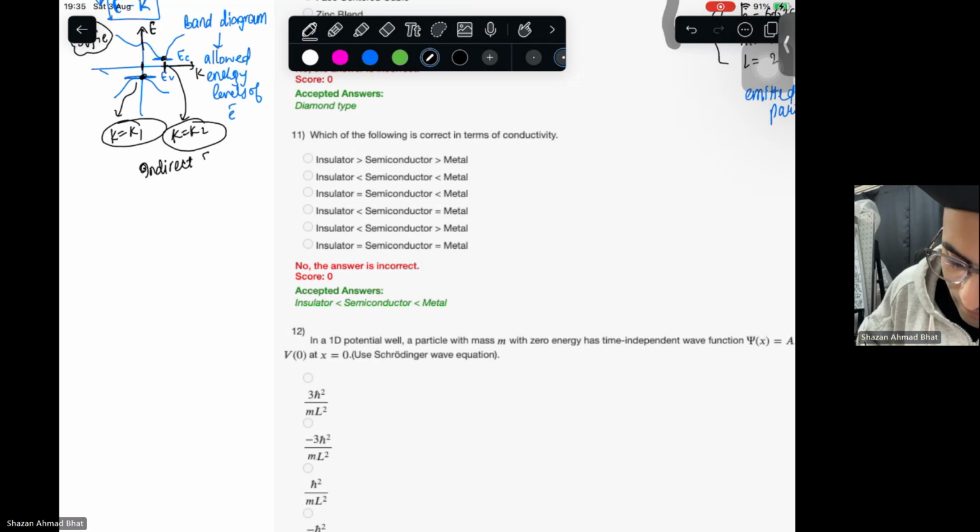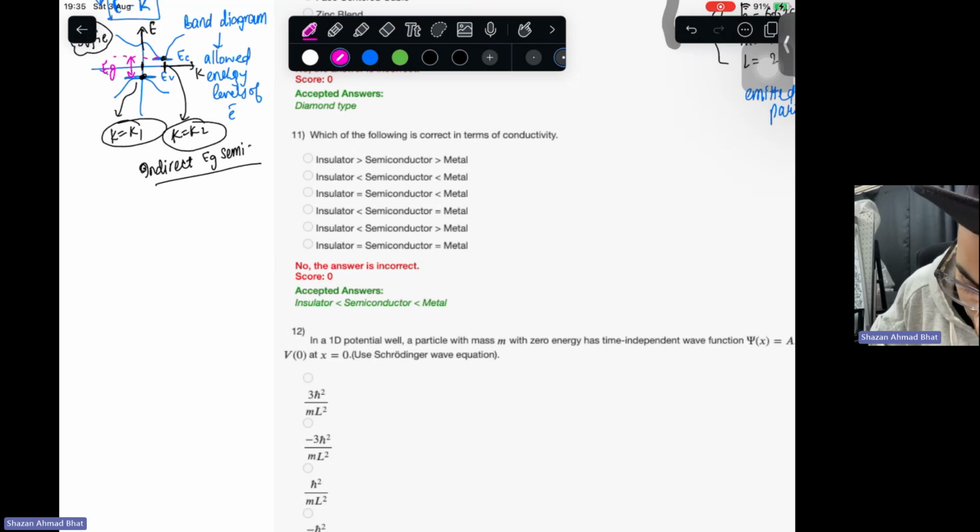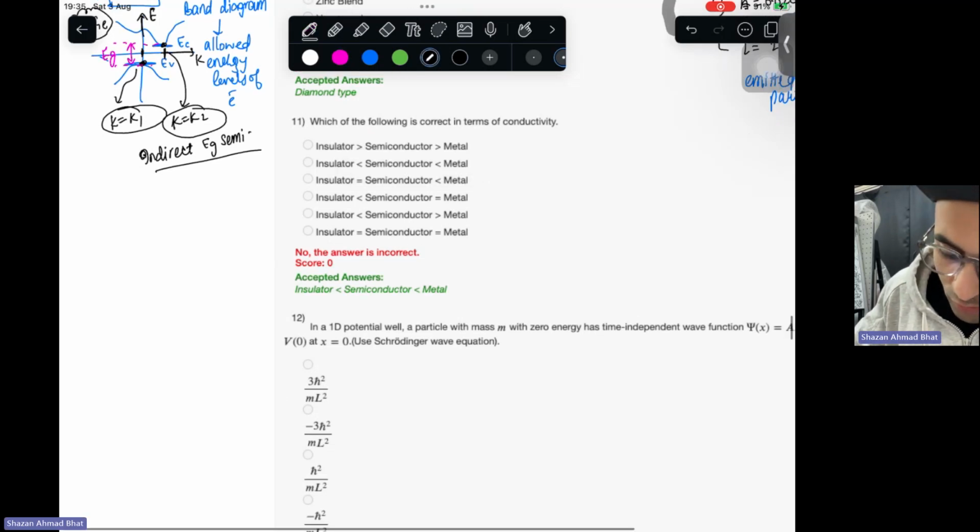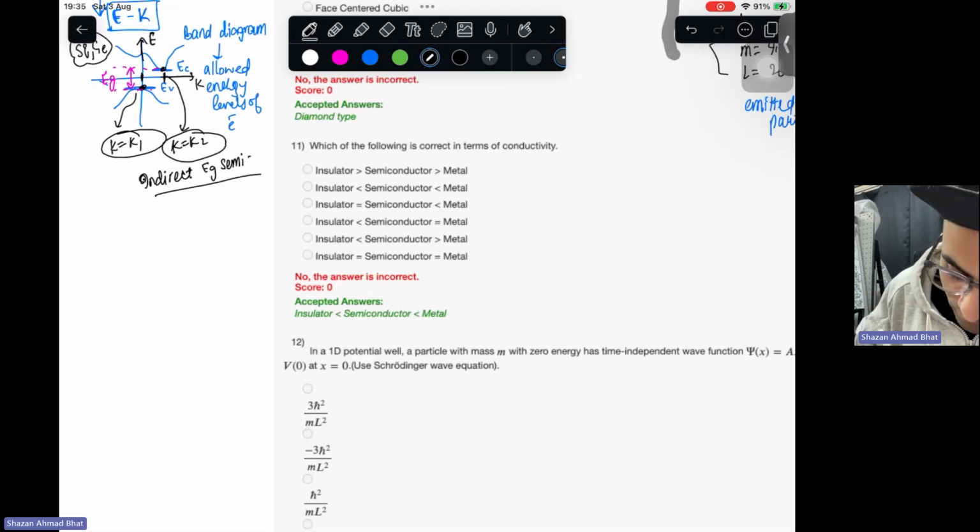Indirect band gap semiconductor. And this particular gap is basically the band gap, the gap between this level and this level. And why is it indirect? What consequences does it have? If you just consider this band again, this is the conduction band, this is the valence band.